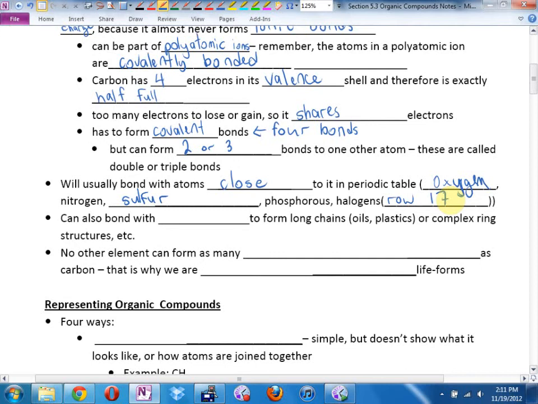And here's the other handy thing. It can also bond with itself to form long chains. All oils, all plastics, these are all polyatomic chains of hydrocarbons, of carbon and hydrogen and oxygen. Or complex ring structures. In fact, no other element can form as many stable compounds as carbon.